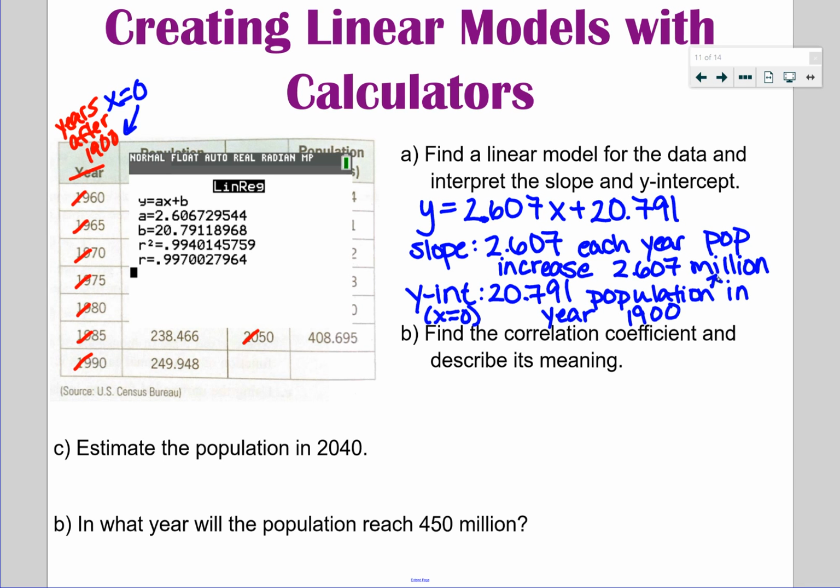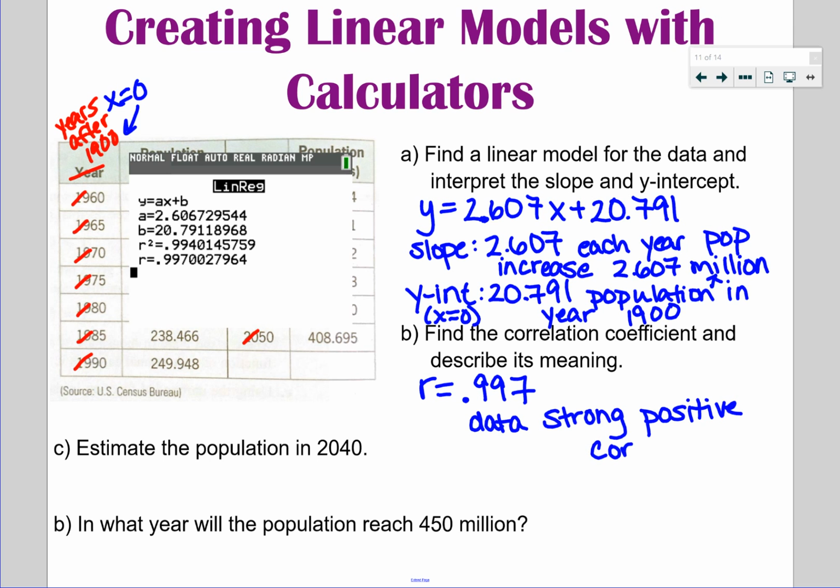Okay, next thing we're going to do is find the correlation coefficient and describe its meaning. Remember, correlation coefficient is an R, and because you turned on your stat diagnostics, you'll now see as part of this linear regression menu, you have an R value, 0.997. Now remember, R's range between -1 and +1. +1 is a perfect correlation. 0.997 is very, very close to that. So that tells us that this data has a strong positive correlation.